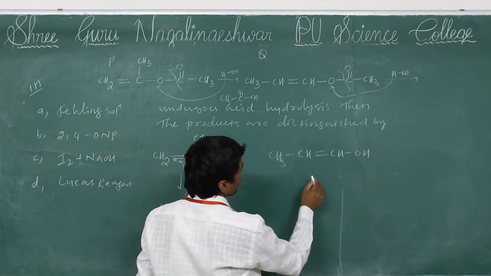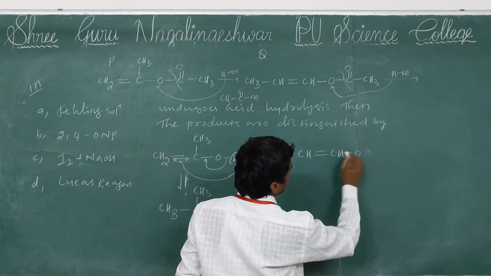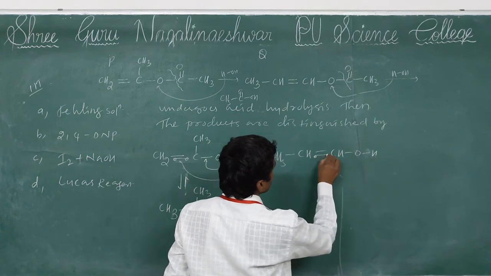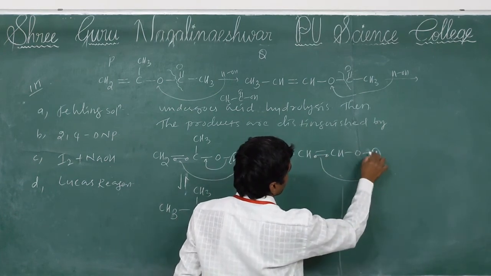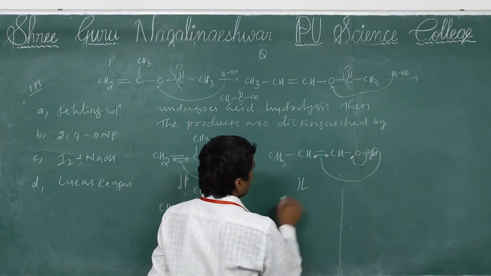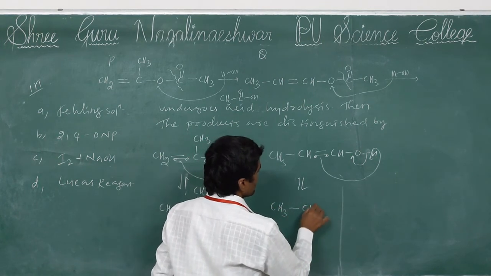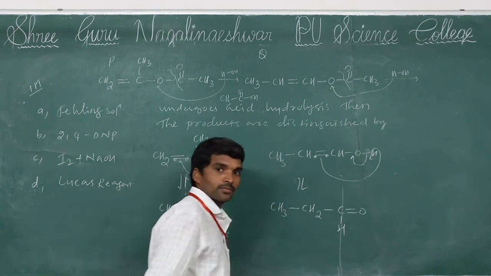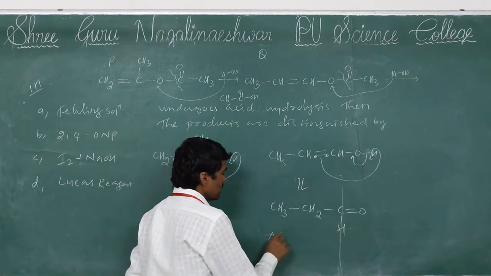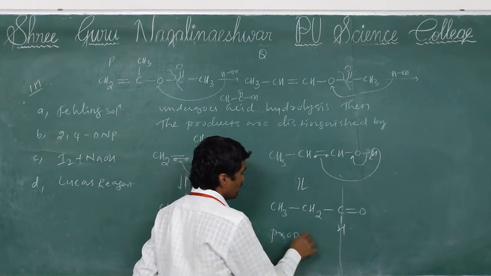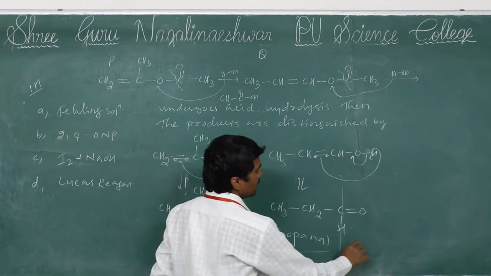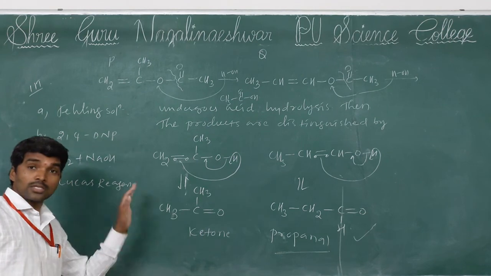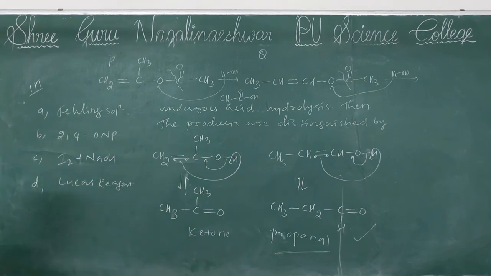So here also it undergoes tautomerism. Then what happened? See here, this pi bond attracts the hydrogen, then the bond shifts. After tautomerism, CH3-CH2-CHO is formed. So now tell me, what is this? This is propanal. So this is an aldehyde group, and this is a ketone group. So these two compounds are distinguished by which test?